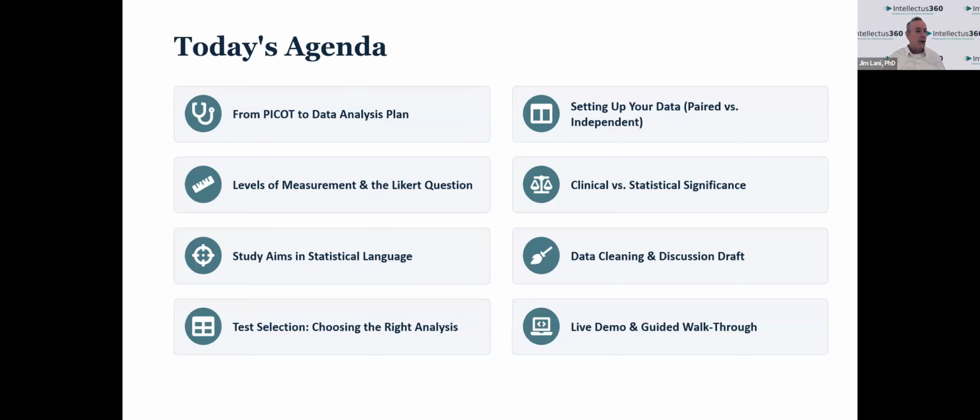Okay. We'll talk about data cleaning, conducting results, and discussion draft. A lot of folks don't know that that's in there. So if you don't know, I can draft a discussion chapter for you as well, based on your results and tapping into the existing literature that's out there. So that's a real win. It doesn't cost an extra penny, just 2 minutes of your time, and it will save you 20 hours. And then we'll do some live demo and walkthrough.